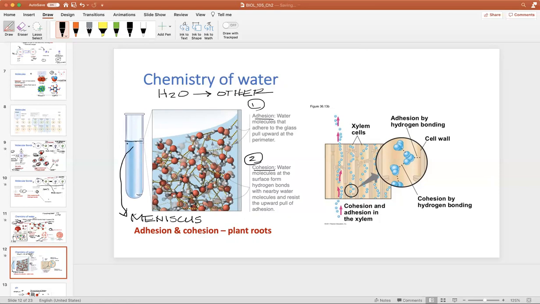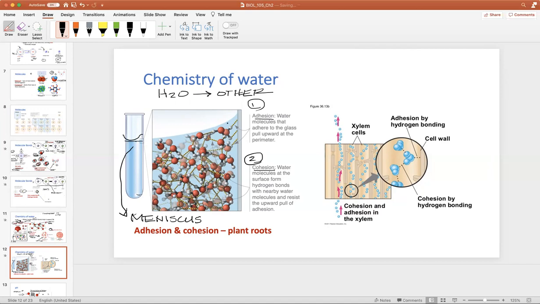So why does water form this U shape? Let's have a look at this little blow up. What's happening along the walls is adhesion. You can see here that we have the hydrogens, which remember are partially positively charged, and they are magnetically attracted to the glass walls of this test tube. That's because the glass is slightly negatively charged. So we have another magnetic attraction.